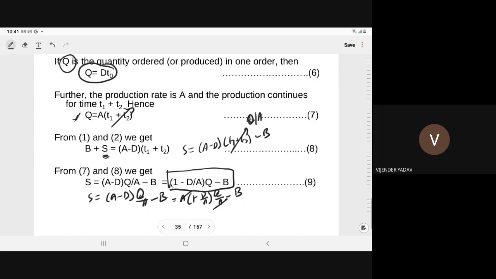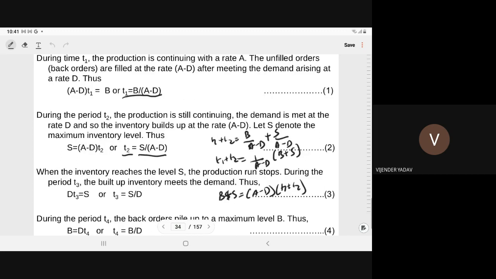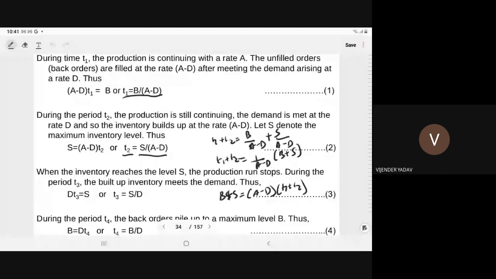Similarly, from here we can write T3 is S upon D and T4 is B upon D. So if you do T3 plus T4, it is S upon D plus B upon D. So this will give you S plus B is equal to D into T3 plus T4.